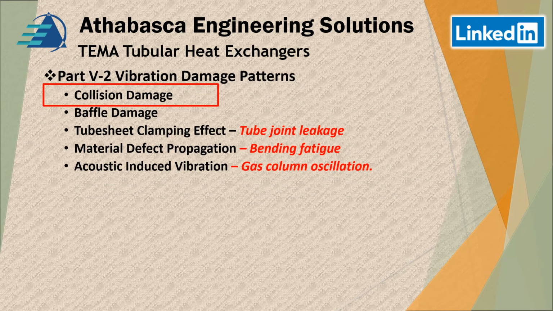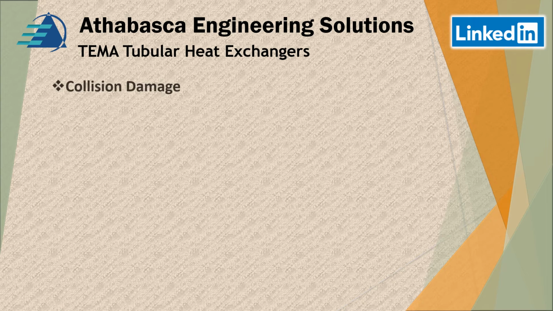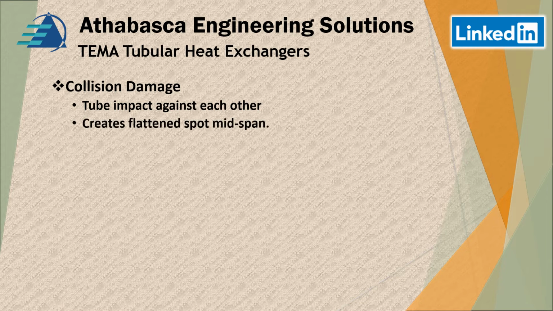Let's pay attention to collision damage, and we're going to dive into that subject. Okay, so tubes can impact against each other. This is what we alluded to earlier about collision damage. It's the most common form, and it creates a flattening spot mid-span of the tube. So that's where you're going to have the highest amplitude and the most likely chance of a tube impacting another one.